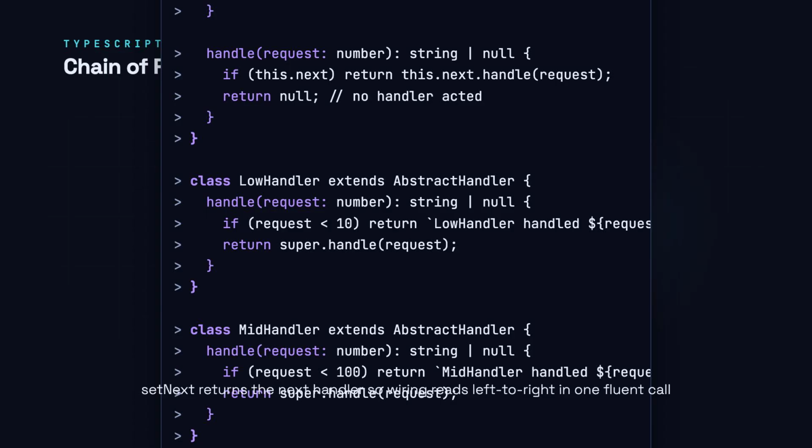Down in the client, we create a low handler and call setNext, which returns the mid handler we just set, so we can immediately call setNext again on it. That fluent style builds the full chain in one expression. Sending 5 goes to low handler and stops. Sending 42 passes through low handler and is caught by mid handler. Sending 999 travels all the way to high handler.